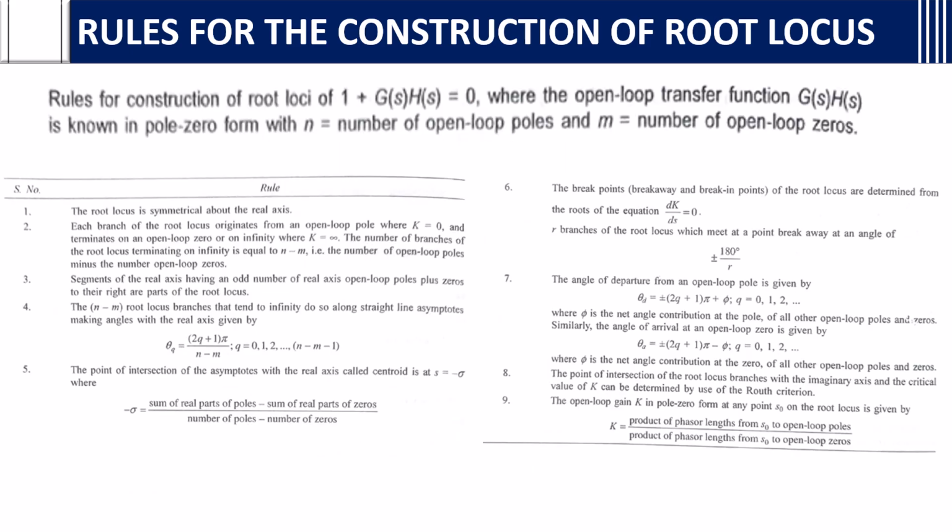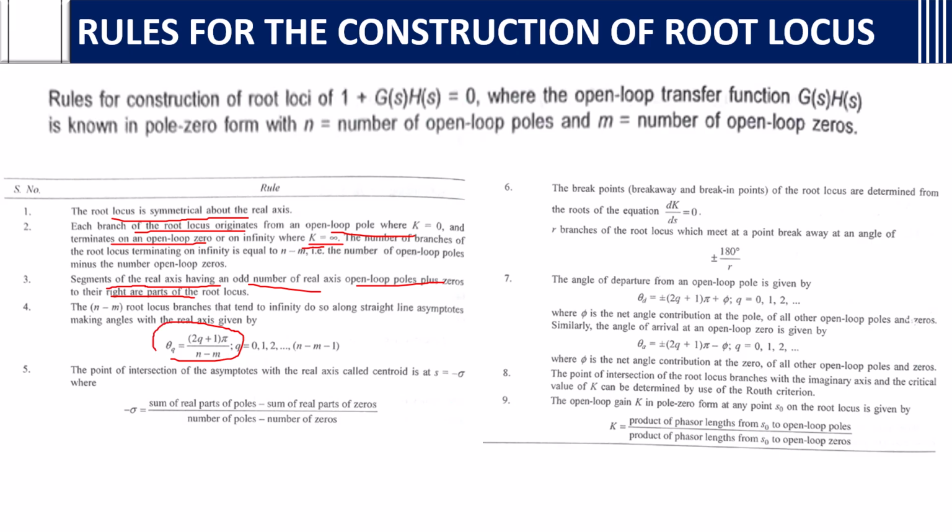So how many rules have we studied? 9 rules. We will do a quick recap now. The root locus is symmetrical about the real axis, and each branch of the root locus originates from an open loop pole when k equals 0 and terminates on the open loop zero when k equals to infinity. Segments of the real axis having an odd number of real axis open loop poles plus zeros to the right are parts of the root locus.